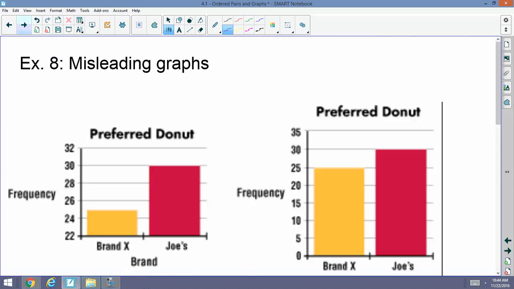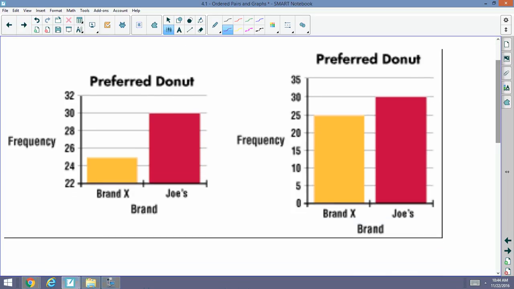Next, let's look at this, guys. You've got preferred donuts, you've got frequency, and you've got the brand. So there's brand X and there's Joe's brand. Frequency means how many people buy it, okay? If I'm an investor here, which graph do you think I'm going to show the investor?